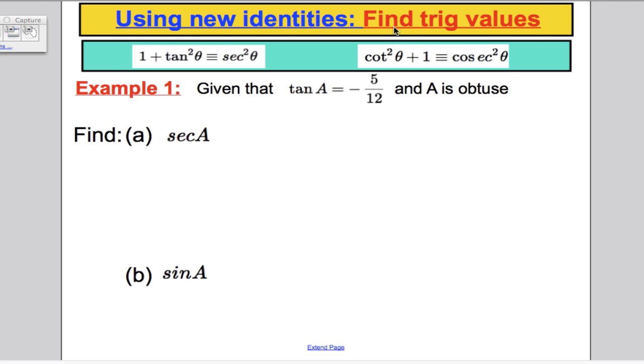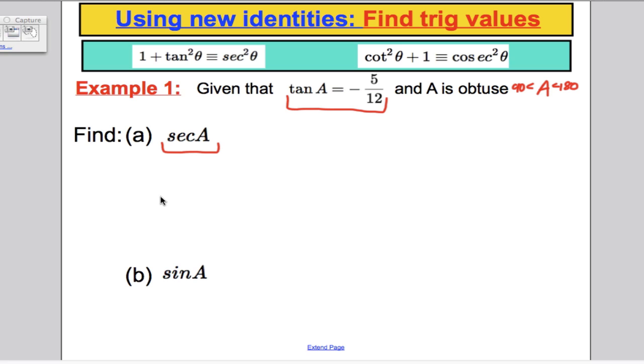The first thing we're going to do is find trigonometric values given some particular trigonometric values and the identities. Now we are told that tan of an angle capital A is -5/12 and that A is obtuse. So what does that mean? A is obtuse means that A is between 90 and 180 degrees. Find sec A and sine A. Right, we have tan of A. We want sec of A.